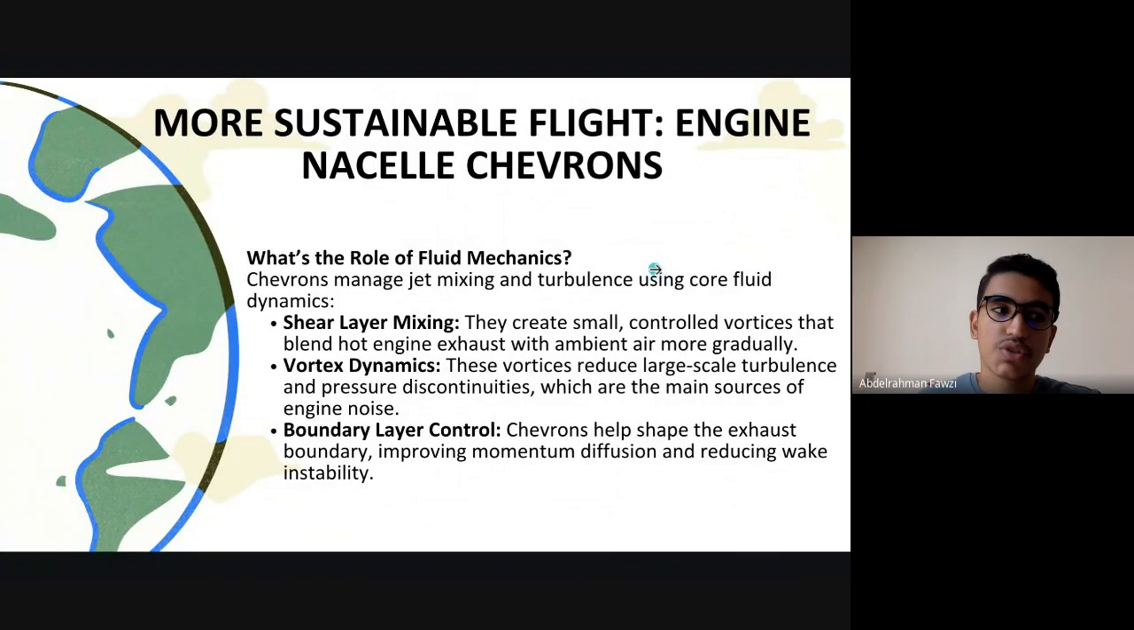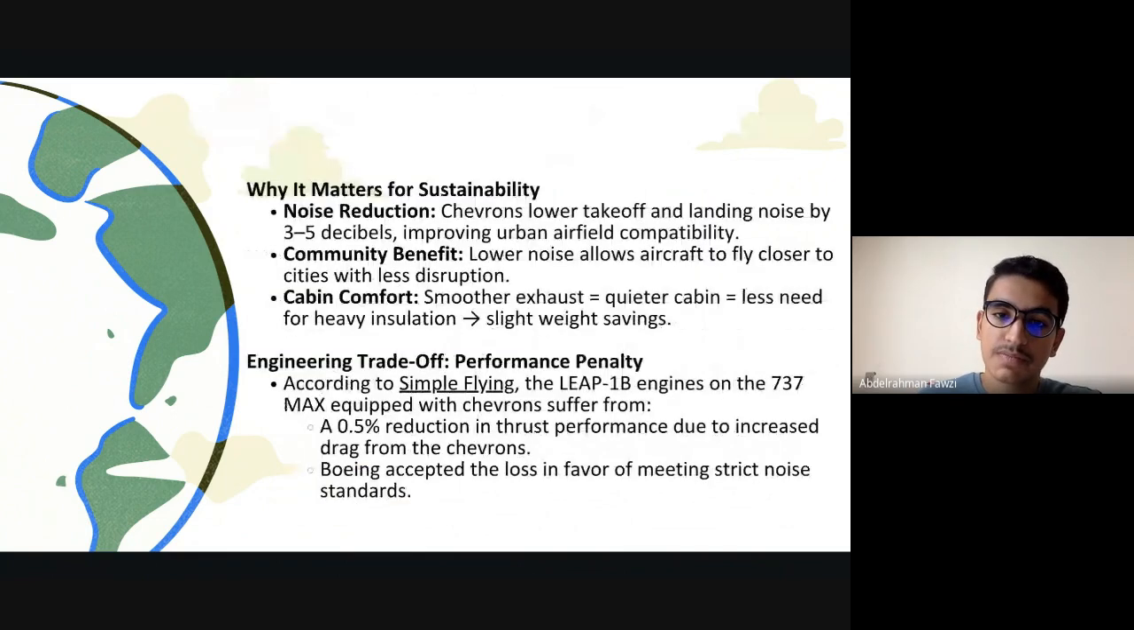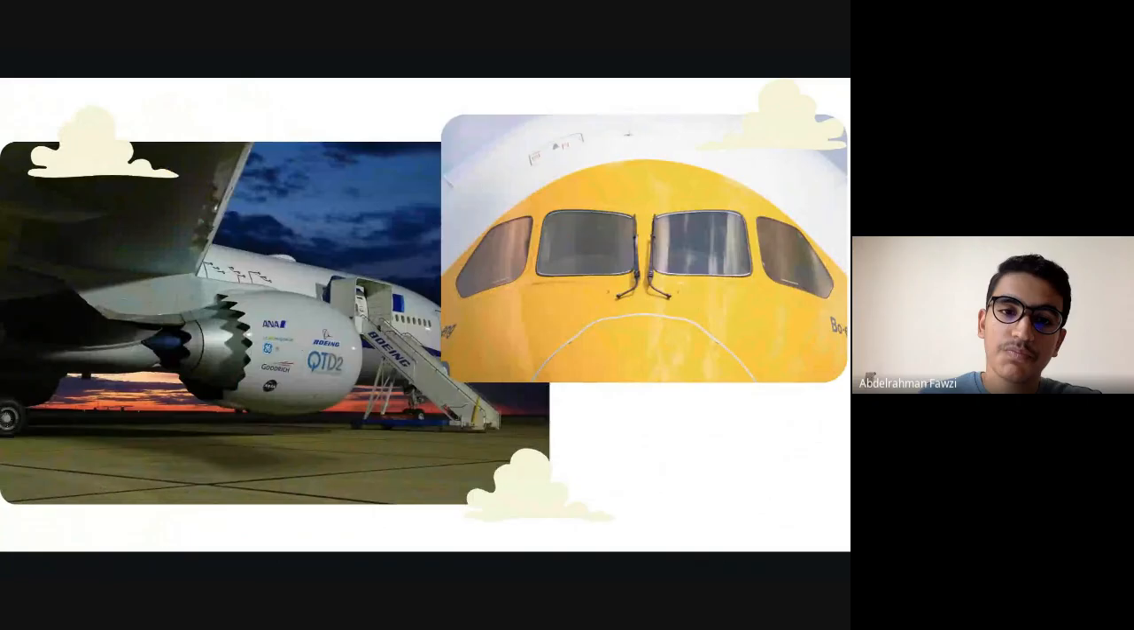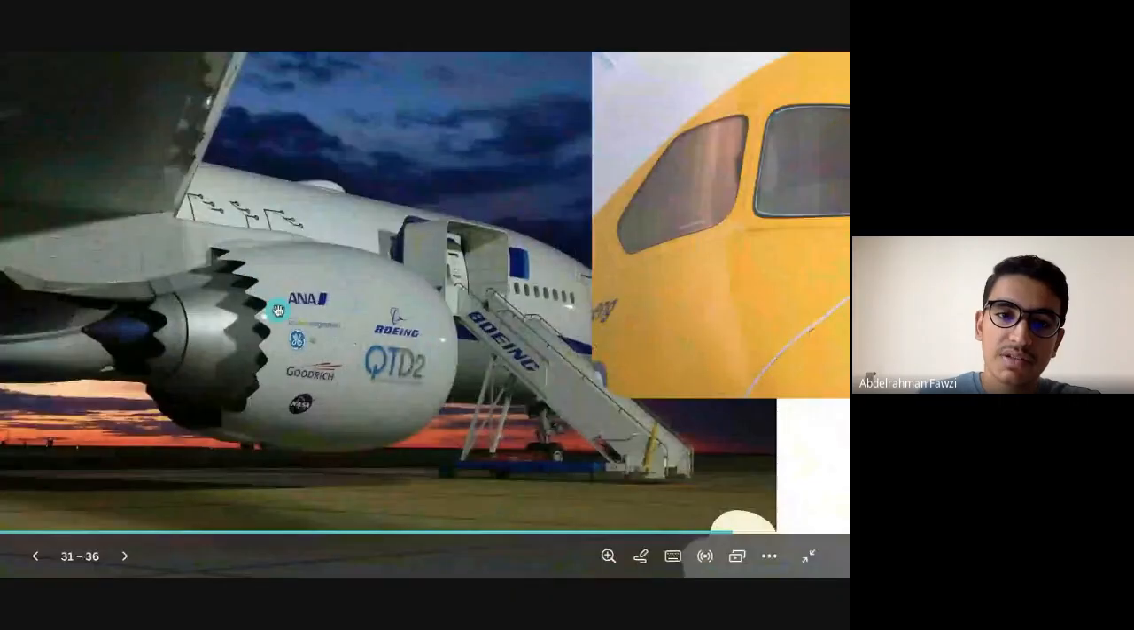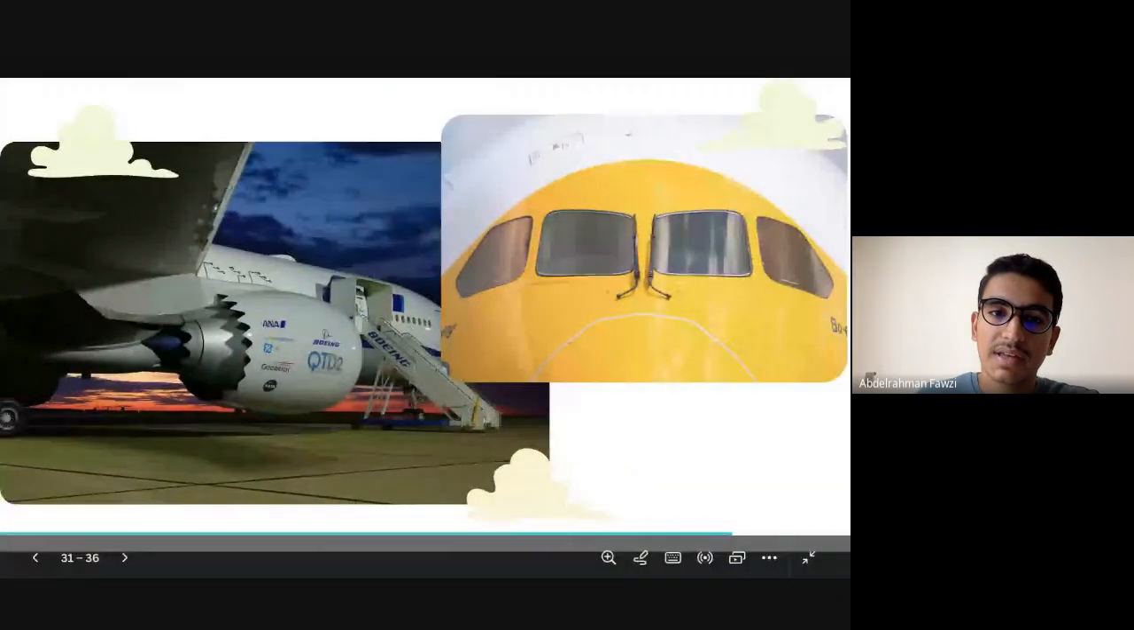Okay, so fluid mechanics is also related to airplanes. It's quite obvious. And also related to sustainable flight. Boeing, I think in 2008, introduced the chevron objects. So let me show you. These are the chevron objects, chevron shape. So this is the engine cover. These are the chevron shape ends.